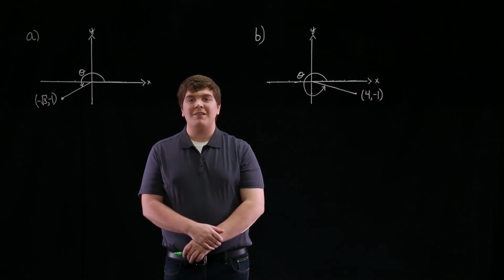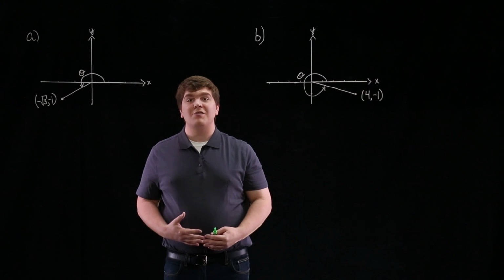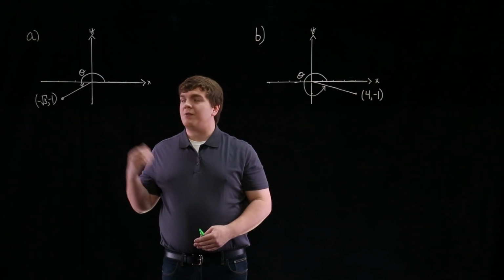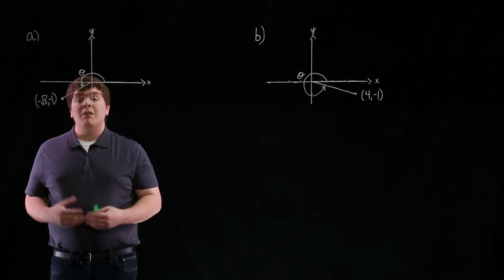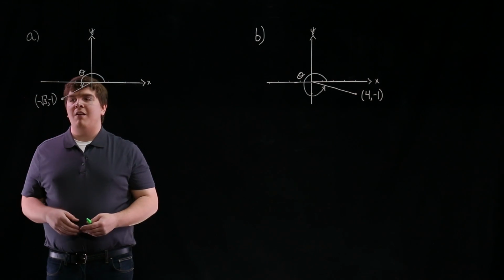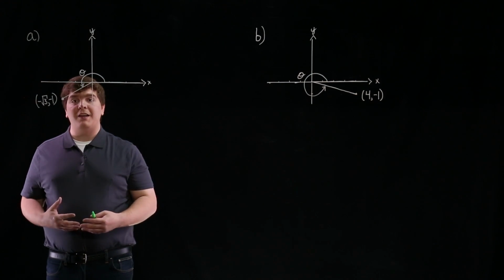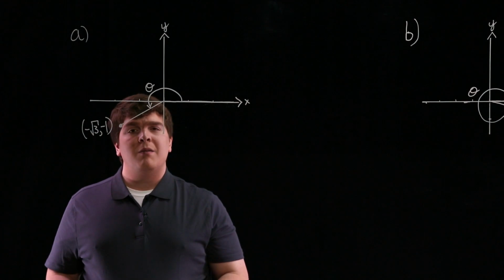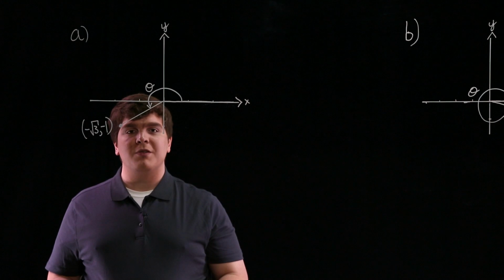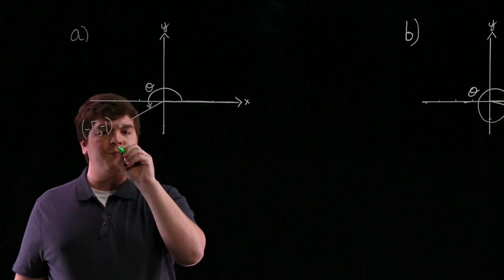For this problem, we're asked to find the exact value of each of the 6 trigonometric functions for each of these two angles, theta. For part A, we have that the point negative square root of 3 and negative 1 lie on the terminal side of our angle theta. Before we find the exact values of our 6 trig functions, let's begin by finding r.